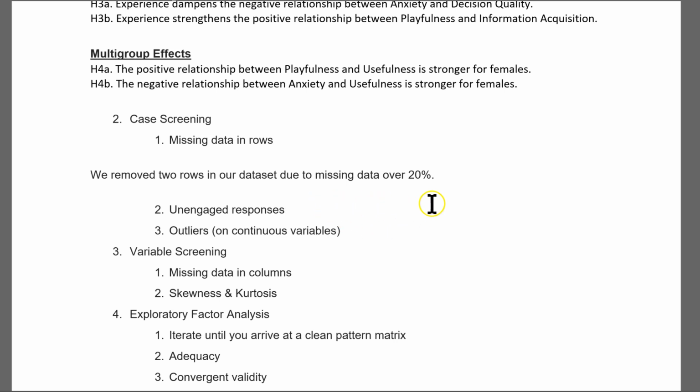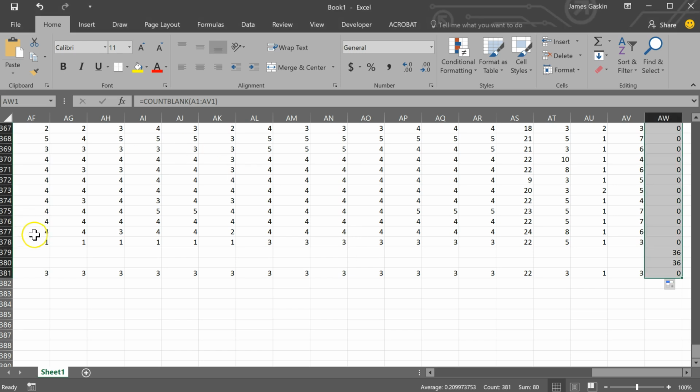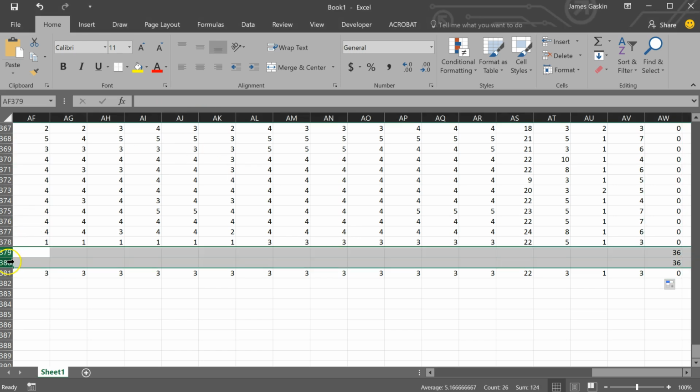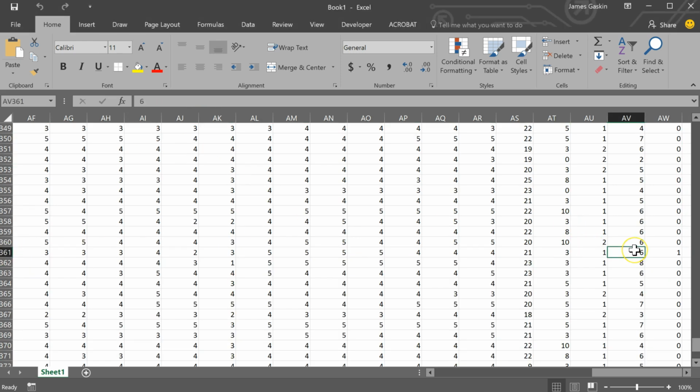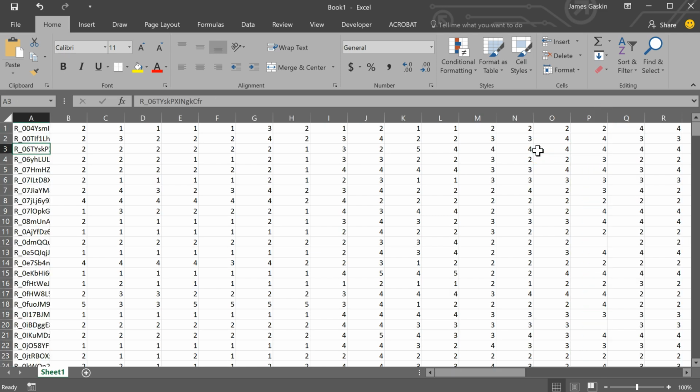We also need to look at unengaged responses. So that's a little trickier. If I go back to Excel, and let me just make this match my SPSS by deleting these two. Let me go back up. Okay. One way to find unengaged responses is just to eyeball it, which is really difficult, right?